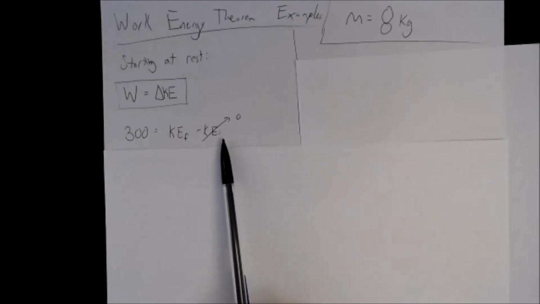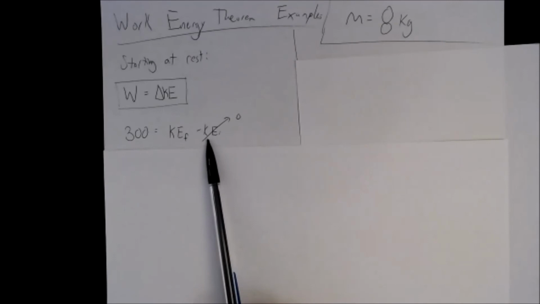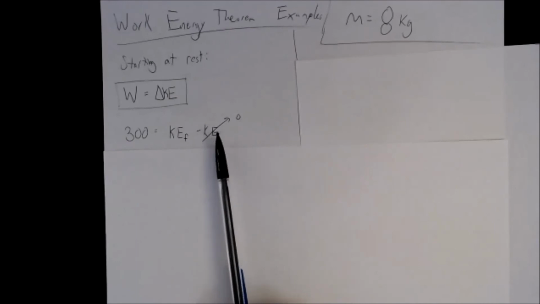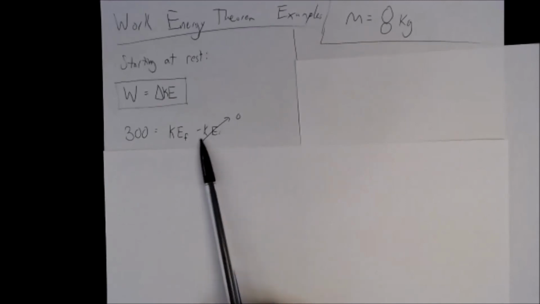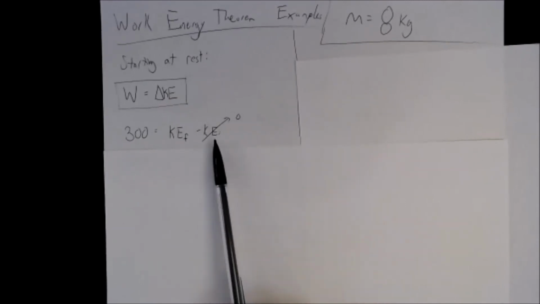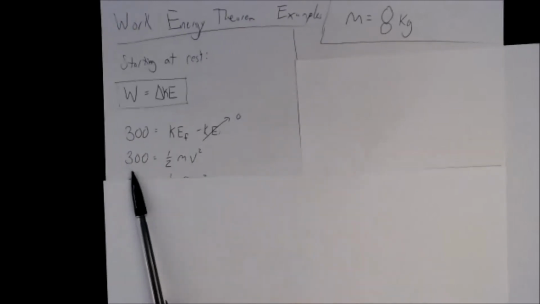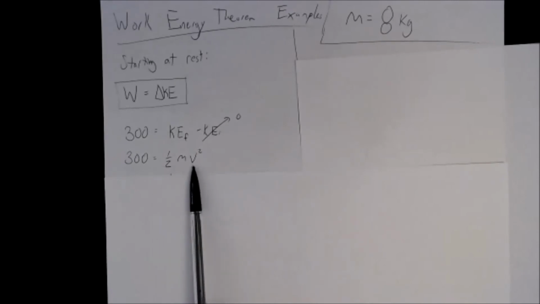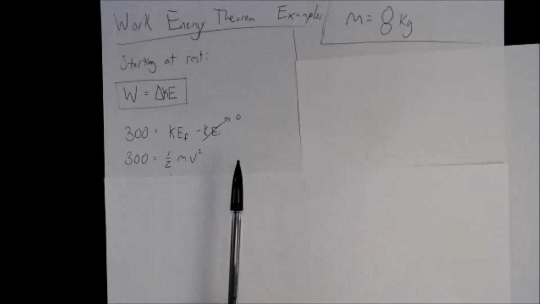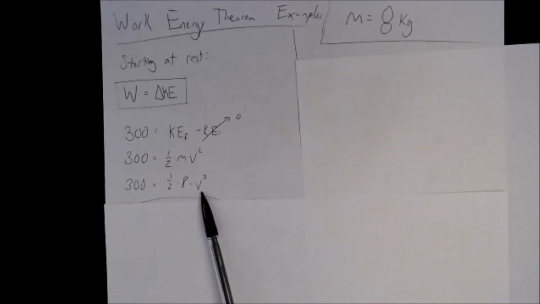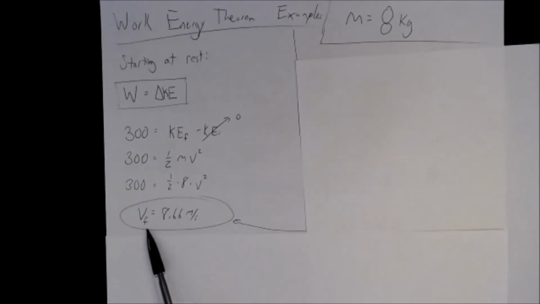But we said that it starts from rest. And if it starts from rest, then the initial velocity is 0. 1/2 times the mass times the velocity, 0 squared, well, that's going to be 0. So the kinetic energy of an object at rest is 0, and it was initially at rest. So we've got a 0 there. Then we have 300 is equal to 1/2 times the mass times the final velocity squared. We can plug in the mass, 8 kilograms, and then we've only got one unknown. And so we find that v final is equal to 8.66 meters per second.